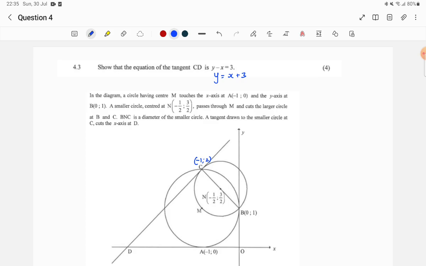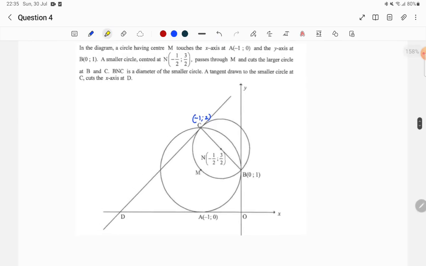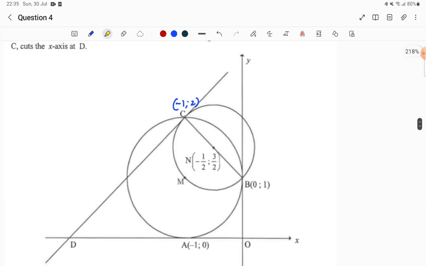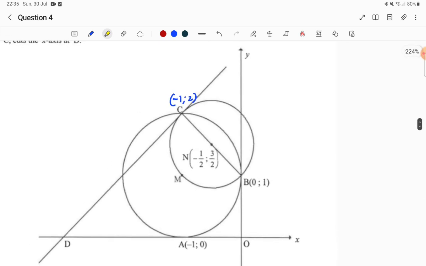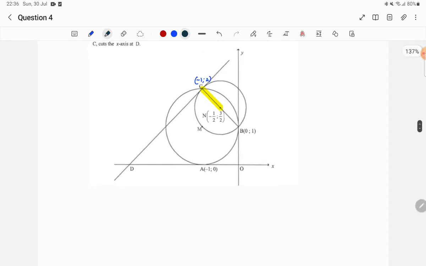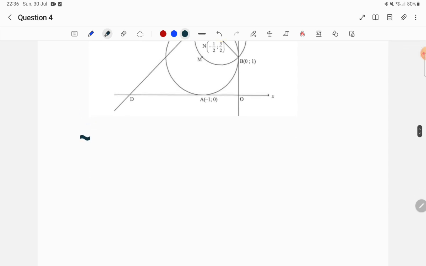So firstly, if this is a tangent, what we do have is the coordinate C, and that is on that specific line CD. So that's good. We have one coordinate, and we also know that this CN is a radius. So if we were to get the gradient of that radius, we will be able to get the gradient of that tangent since they are perpendicular to each other. So firstly, let's get the gradient of the radius.